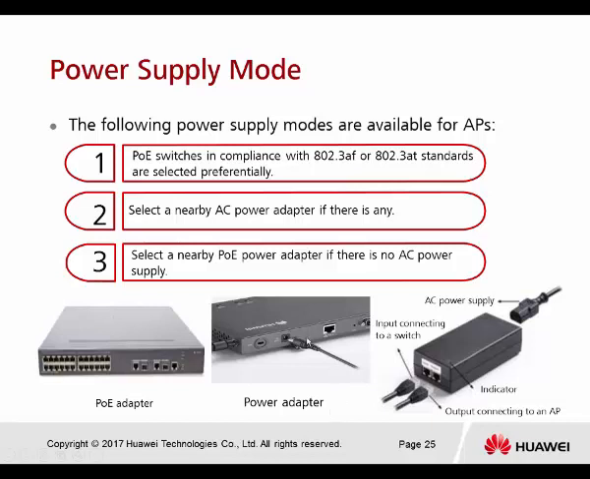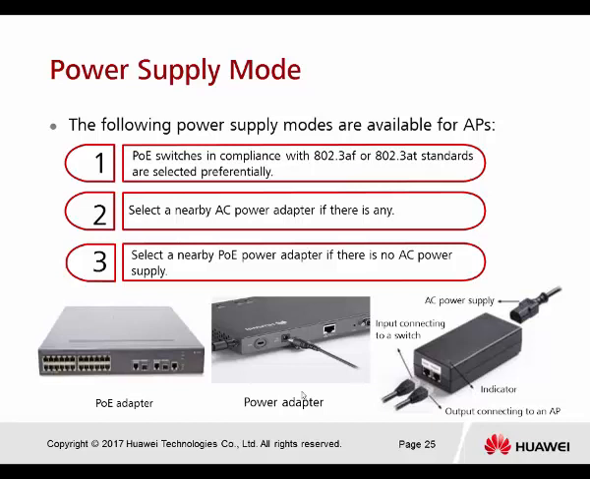Or maybe you can use the other way around. What if our access controller has no PoE port at all? Then do we have another option to power our AP? The answer is yes. We can use the power adapter. Some APs will come with a DC adapter, so you can just find a power socket to power up your AP.